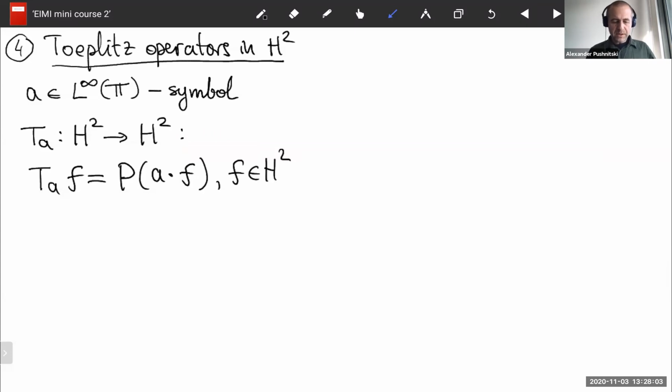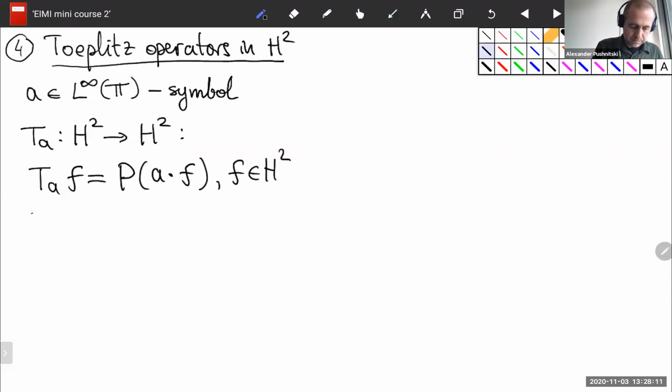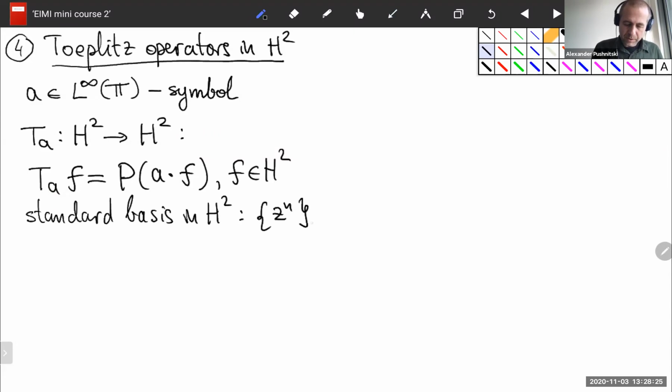Now let's compute the matrix of this operator in the standard basis of H2. By the way, I forgot to say that the standard basis in H2 is simply the powers of Z. Okay, so let's compute the matrix of our Toeplitz operator in the standard basis.